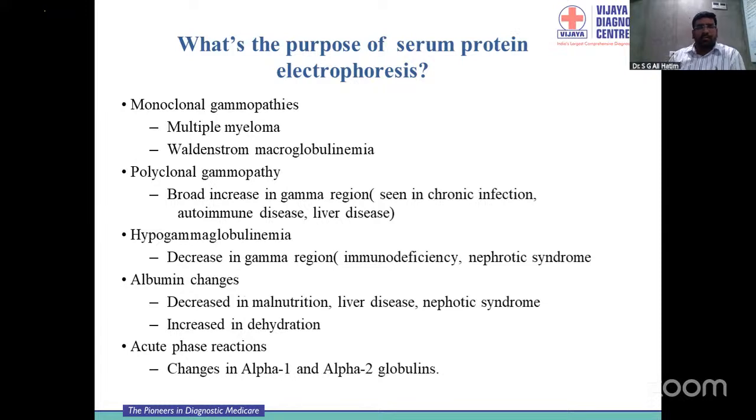And by this electrophoresis, we can come to a diagnosis in malnutrition, liver diseases, and nephrotic syndrome also, where we see significant changes in the albumin. And in acute phase reactions, there are changes in alpha 1 and alpha 2, like an increase in their fractions. So we can come to some diagnosis with the help of this protein electrophoresis.